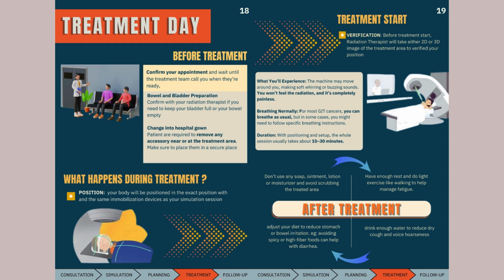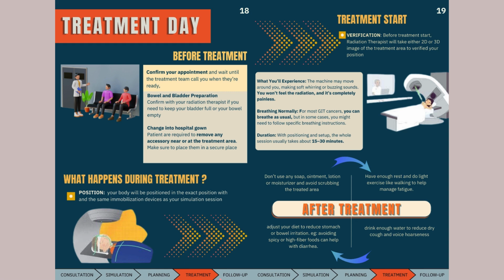What you'll experience during the treatment is that the machine may move around you, making soft whirring or buzzing sounds. You won't feel the radiation, and it's completely painless. Breathe normally. For most GIT cancers, you can breathe as usual, but in some cases, you might need to follow specific breathing instructions. Duration of each session with positioning and setup: the whole session usually takes about 15 to 30 minutes.